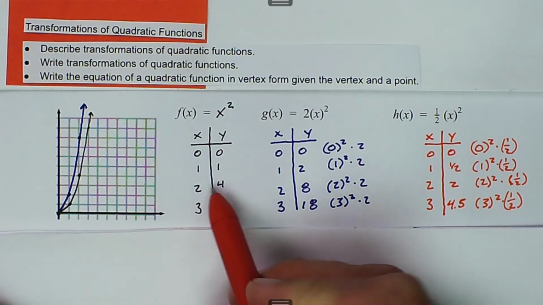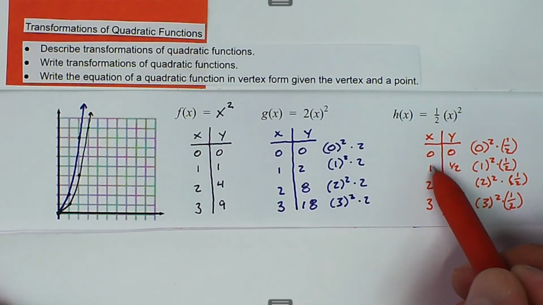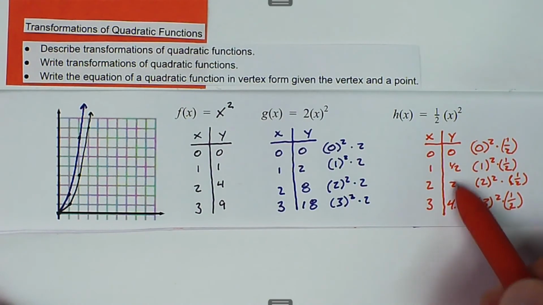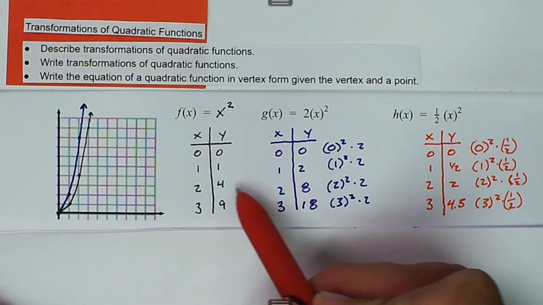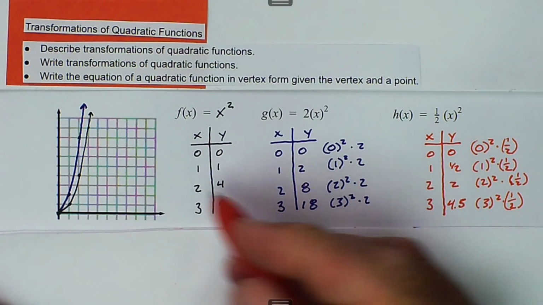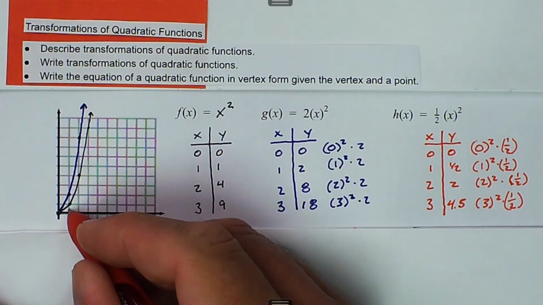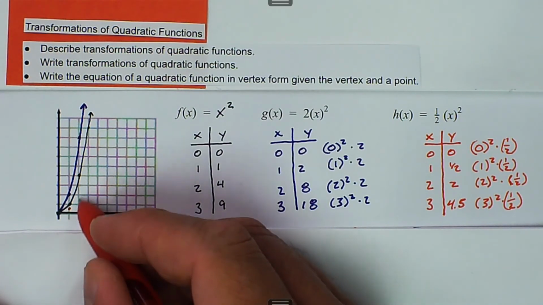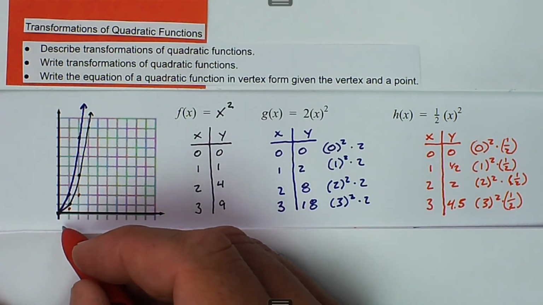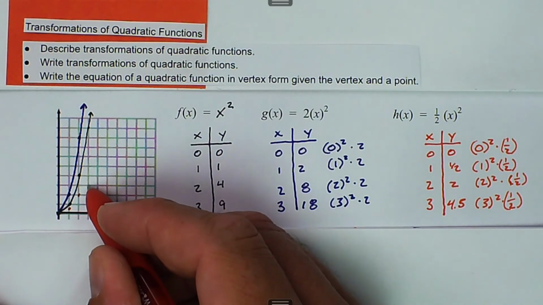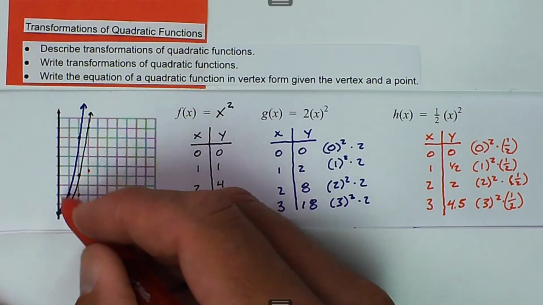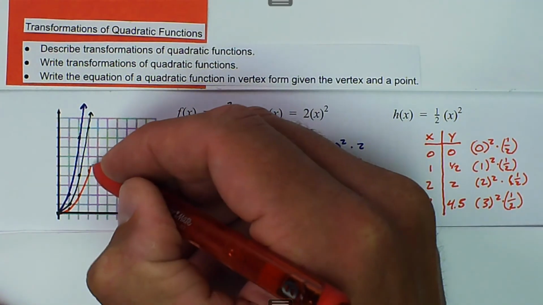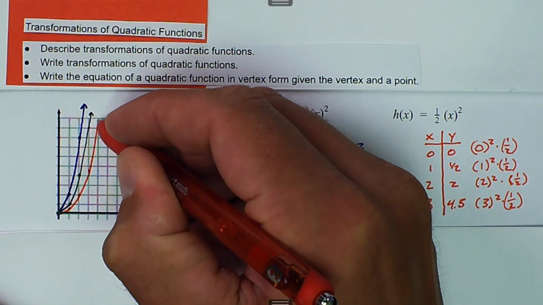So when we compare this to our parent function, we see that the x values are still the same, 0, 1, 2, 3, 0, 1, 2, 3. But our y values are cut in half. So 1 goes to 1/2, 4 goes to 2. And so this one gets, so over 1, up 1/2. Over 2, up 2. And over 3, up 4.5. And so we can see that our graph is a little bit wider than the parent function.